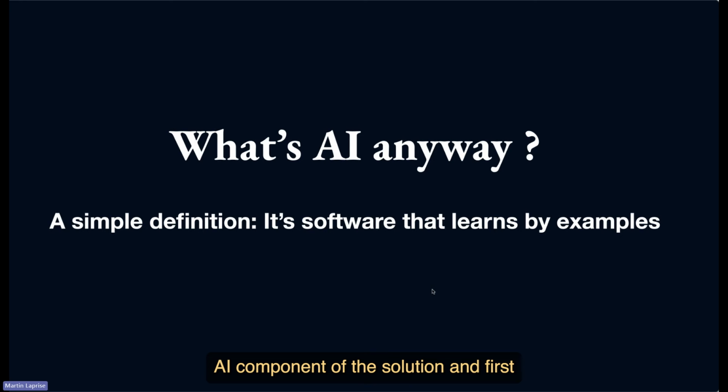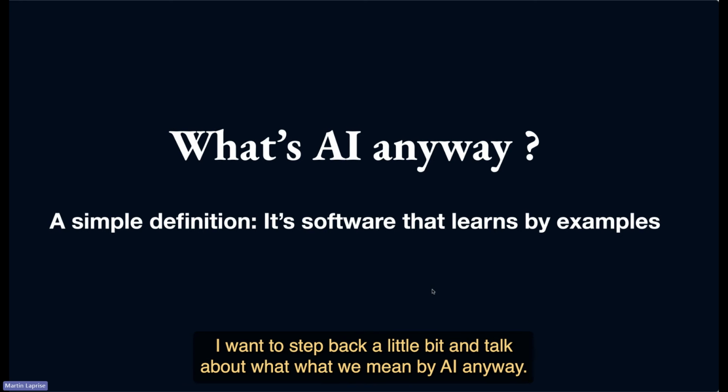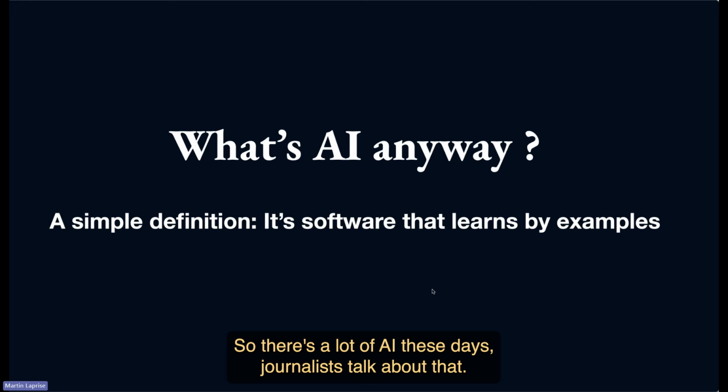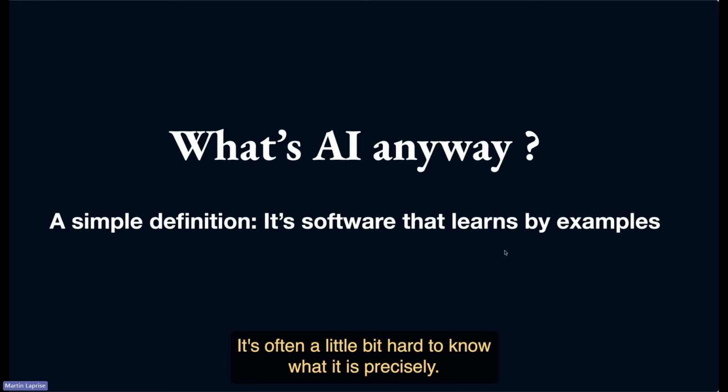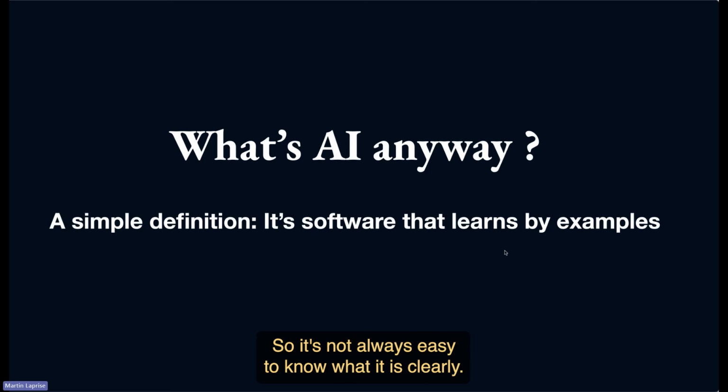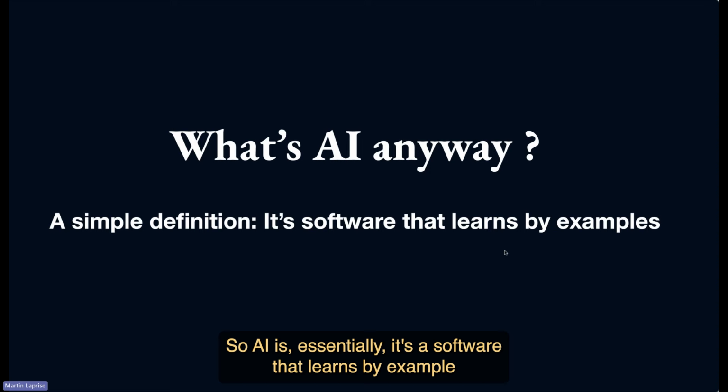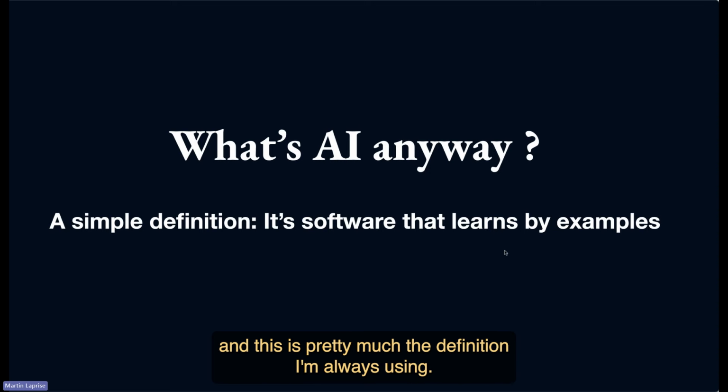And first, I want to step back a little bit and talk about what we mean by AI anyway. There's a lot of AI these days. Journalists talk about it. It's often a little bit hard to know what it is precisely. And also the definition changed quite a bit over time as well. So it's not always easy to know what it is clearly. So AI is essentially software that learns by example. And this is pretty much the definition I'm always using.